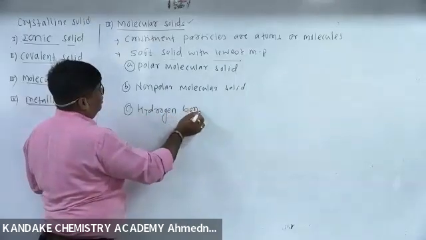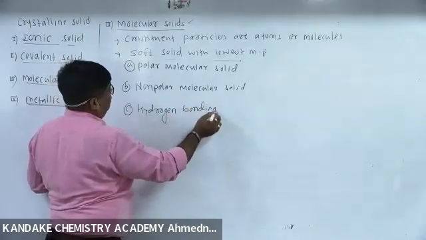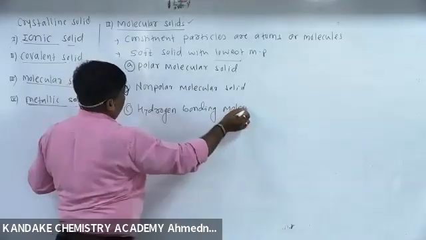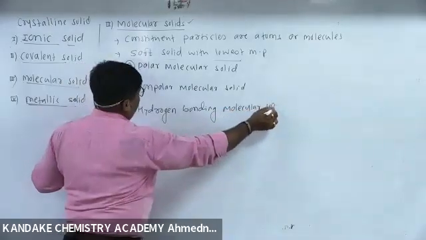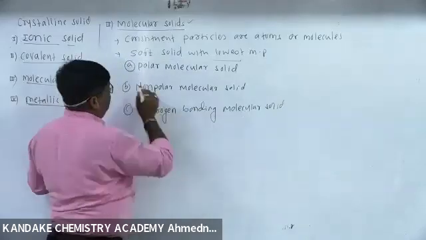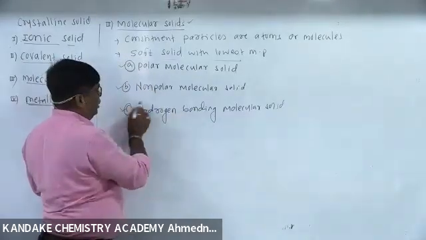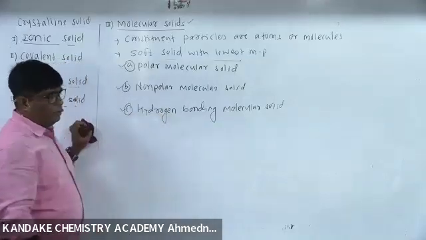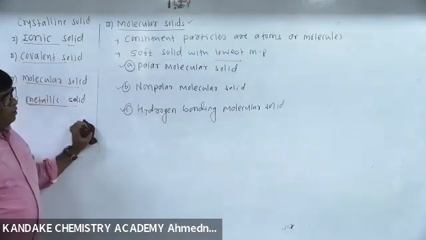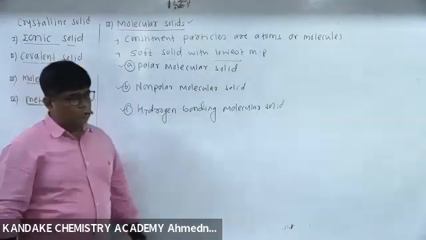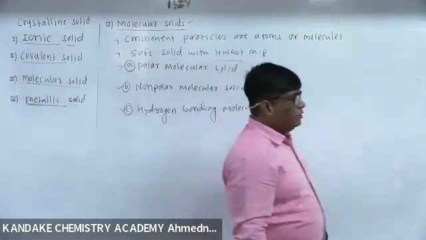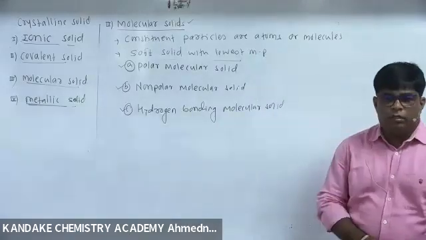Hydrogen bonding molecular solid. What did I say? Polar molecular solid, non-polar molecular solid, and hydrogen bonding molecular solid. So there are these 3 types of molecular solid.